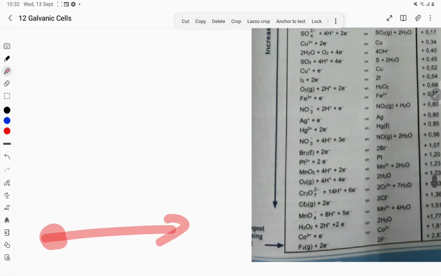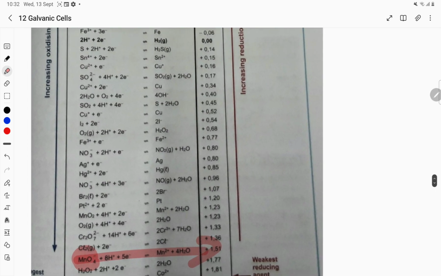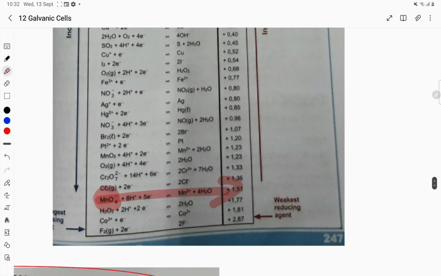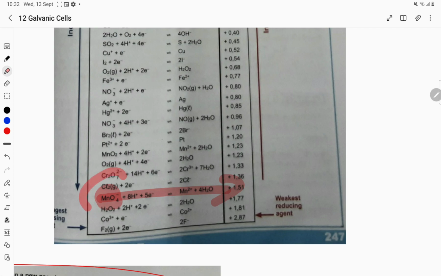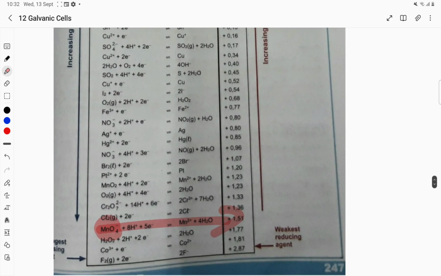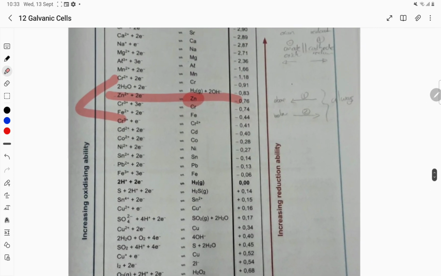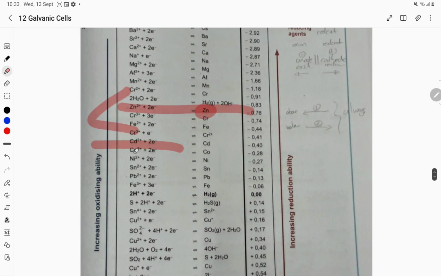between zinc and this whole, whoops, what did I just do? Hold on. All right, fix it. Which of these two is the stronger oxidizing agent? It will be the MnO4, and it will cause the zinc. It's a stronger oxidizing agent than the zinc 2 plus ions, and will oxidize Zn to Zn2 plus. So here's our strongest oxidizing agent from the table, and it will oxidize zinc to Zn2 plus.